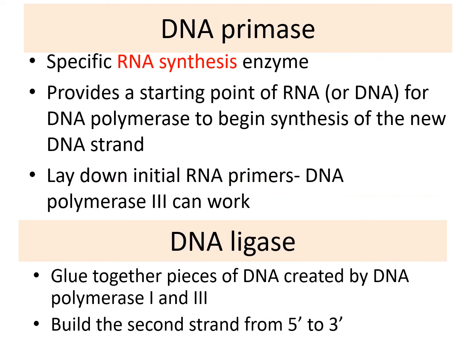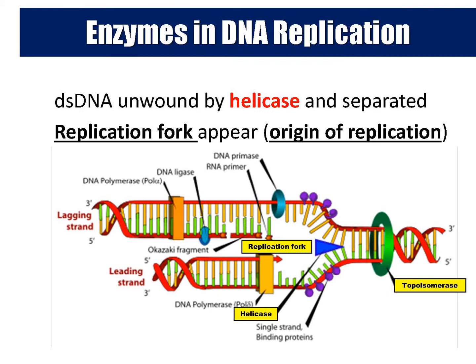We also have primase. Primase is the enzyme for RNA synthesis. It provides a starting point of RNA or DNA for DNA polymerase to begin synthesis of the new DNA strand. So it lays down initial RNA primers so that DNA polymerase can work. Okay, the next enzyme is called DNA ligase. This DNA ligase will glue together pieces of DNA created by DNA polymerase 1 and 3. This is basically how the process of DNA replication looks like.